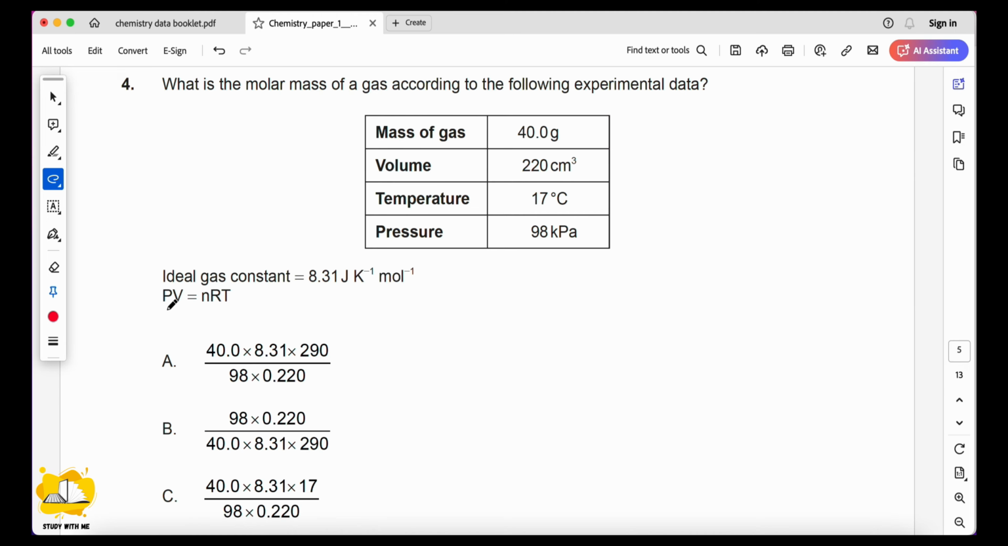What is the molar mass of the gas according to the following experimental data? So PV and RT. To find the molar mass, we need to derive this: n equals m divided by Mr, and PV equals nRT. So if we rewrite it, Mr will be mRT divided by P times V. The centimeter cube, we need to change it to decimeter cube. Therefore, the answer will be A.